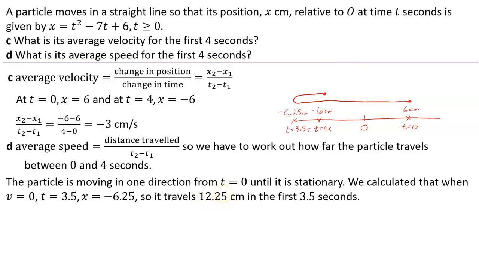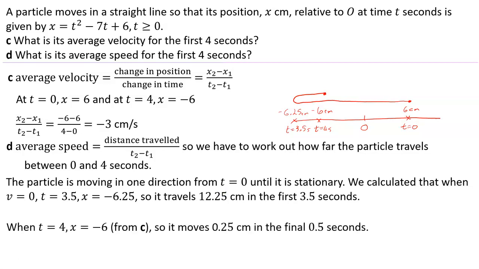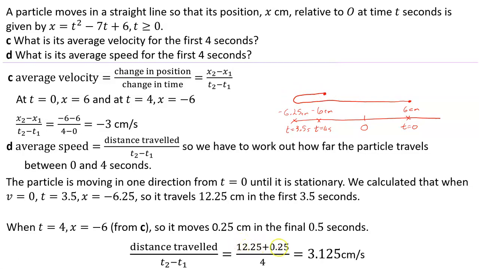And that gives me 12.25 in the first 3.5 seconds. Oh, sorry. So this part here, from 6 to negative 6.25, that's 12.25 in the first 3.5 seconds. In the next 0.5 seconds, it moves 0.25 centimetres back in the other direction. So in total, the distance travelled is 12.5 centimetres divided by the change in time, which is 4 seconds. And so my average speed is 3.125 centimetres per second.